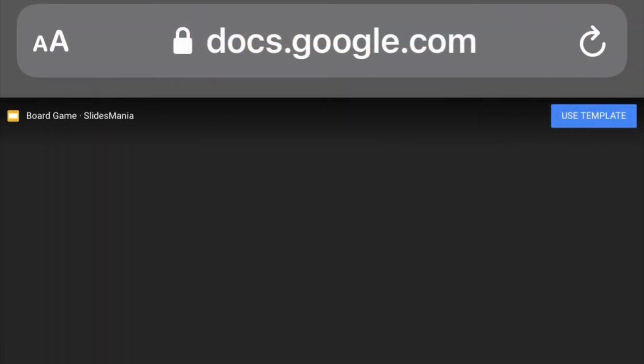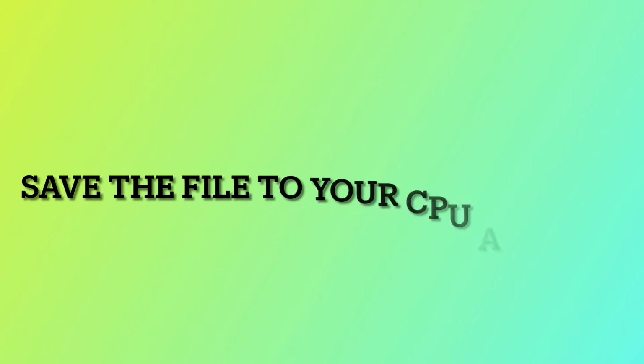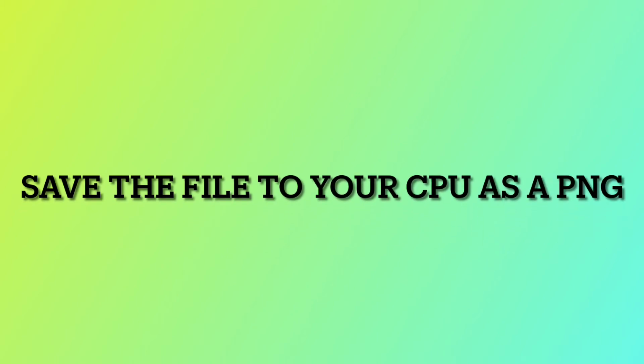Then on the top right side of the screen, you're going to tap Use Template. Once you save the template to your Google Slides account, then you can go ahead and save the file to your computer as a PNG file. And for the sake of the demonstration, we're going to download the PNG image current slide.